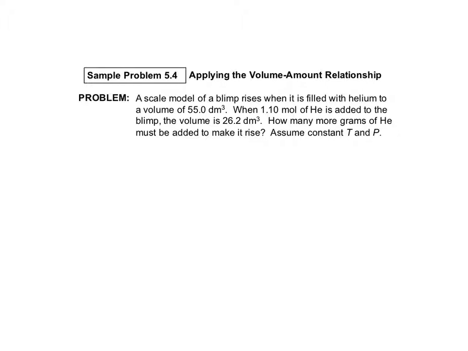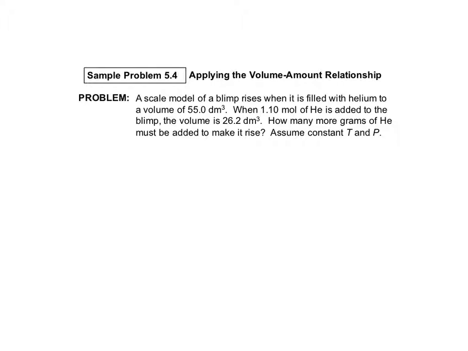It says a scale model of a blimp rises when it is filled with helium to a volume of 55 cubic decimeters. When 1.10 moles of helium is added to the blimp, the volume is 26.2 cubic decimeters. How many more grams of helium must be added to make it rise? Assume constant temperature and pressure.